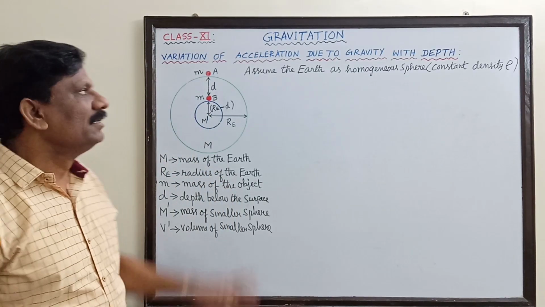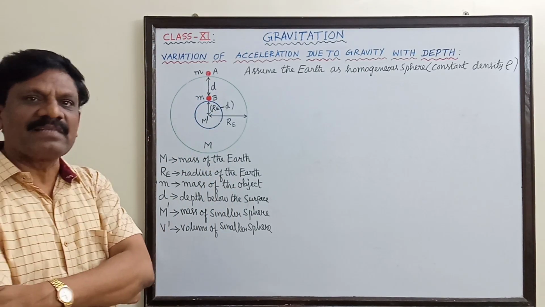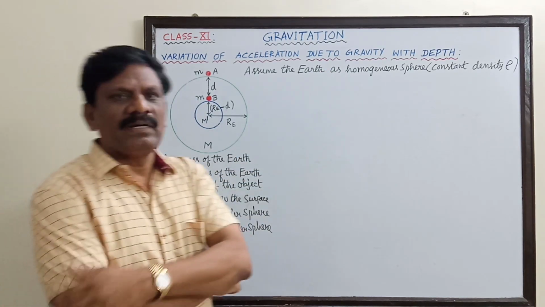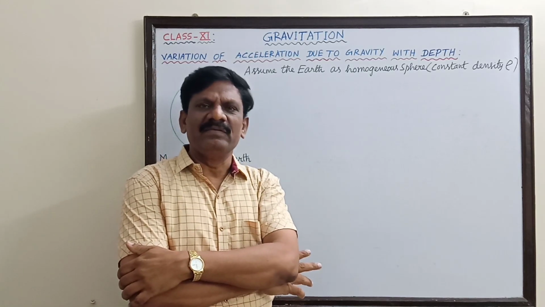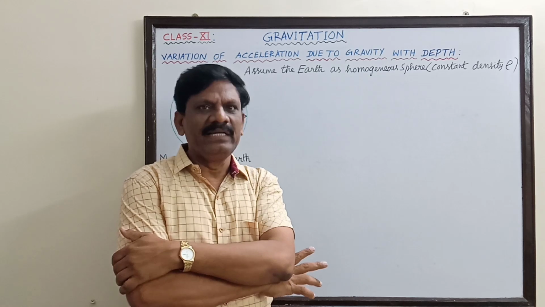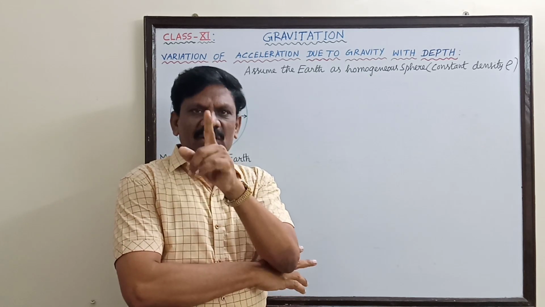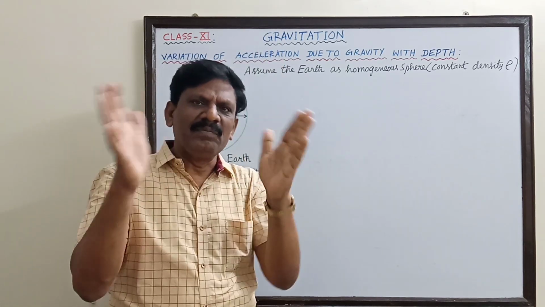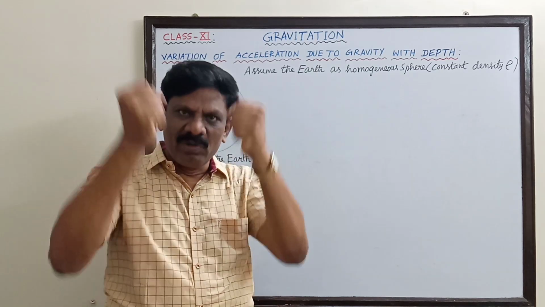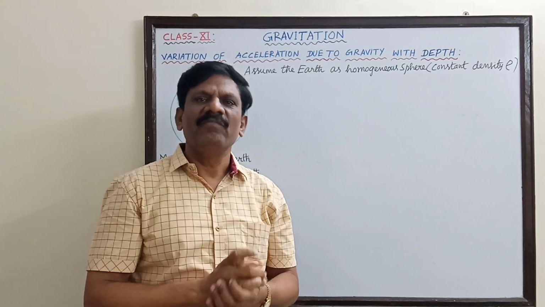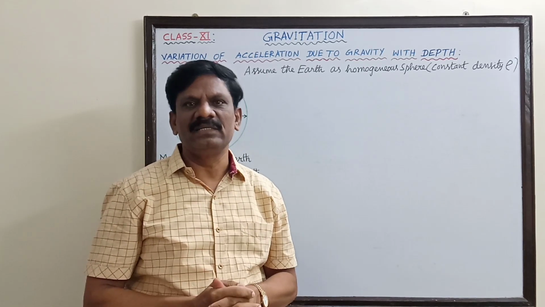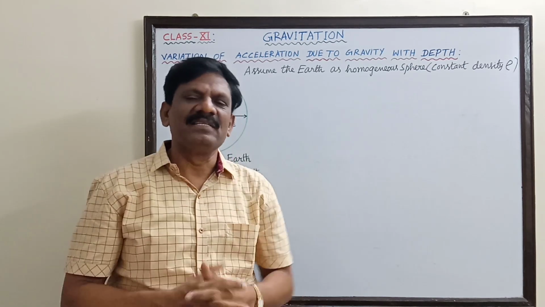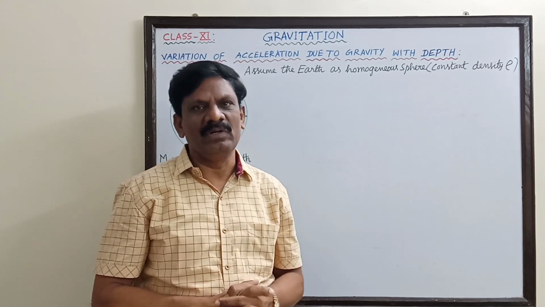Hi students, now we are going to explain the variation of acceleration due to gravity with depth. As we have already derived an expression for the variation of g with height, either if the object is placed on the surface of the earth or above the surface of the earth, the entire mass of the earth will pull the object. Whereas when you go below the surface of the earth, only the sphere below your foot and its mass is going to contribute to the gravitational pull.